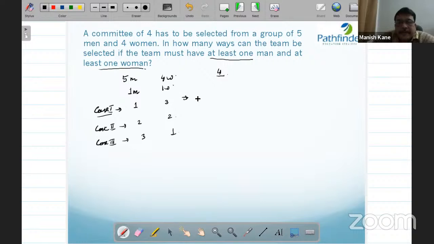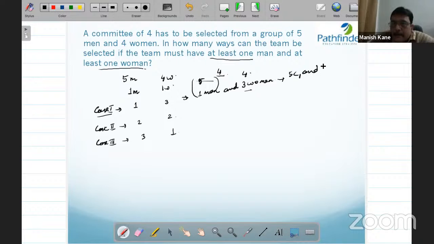So what are we selecting? For case 1, we are selecting one man and 3 women, one man out of 5 men, 3 women out of 4 women. So if you have to select 1 out of 5, you will have 5C1, and if you have to select 3 out of 4, you will have 4C3.